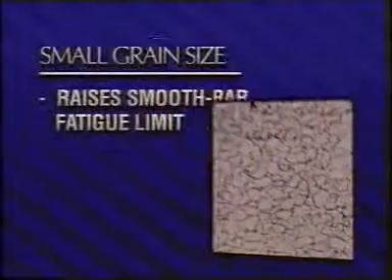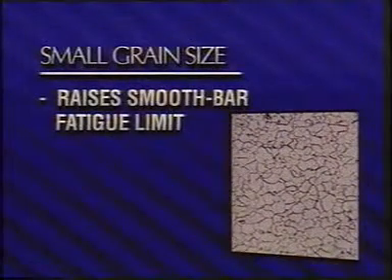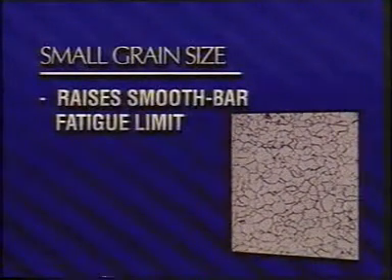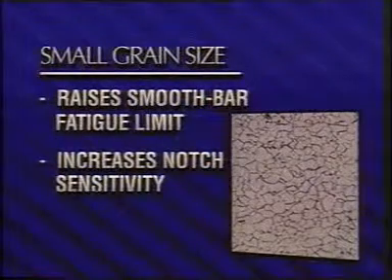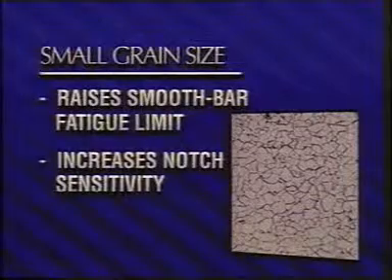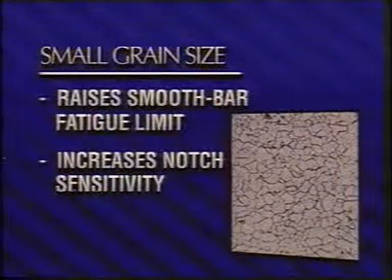An improvement in resistance to high cycle fatigue brought about in some alloys by a decrease in grain size may be offset by a harmful effect on another property. For example, a decrease in grain size raises the smooth bar fatigue limit in some steels, but the small grain size may increase the notch sensitivity in these steels. The net result may be no improvement in resistance to notch bar sensitivity.